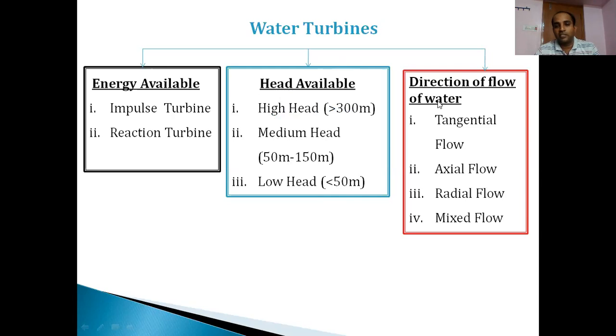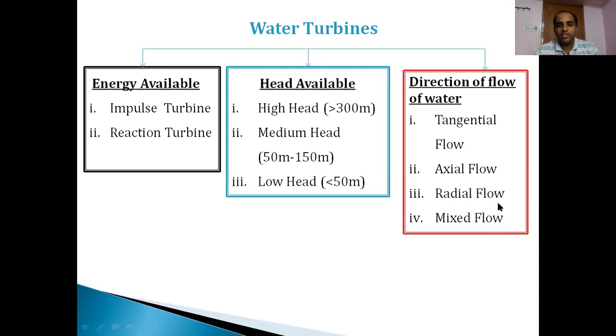What does this mean? When the water is taken from the dams, it is taken through certain pipes and then struck on the turbine blades. In some cases, when the water is struck, it takes some amount of time to impinge on the blades. It may be in the form of a tangential flow, an axial flow, a radial flow, or a mixed flow.